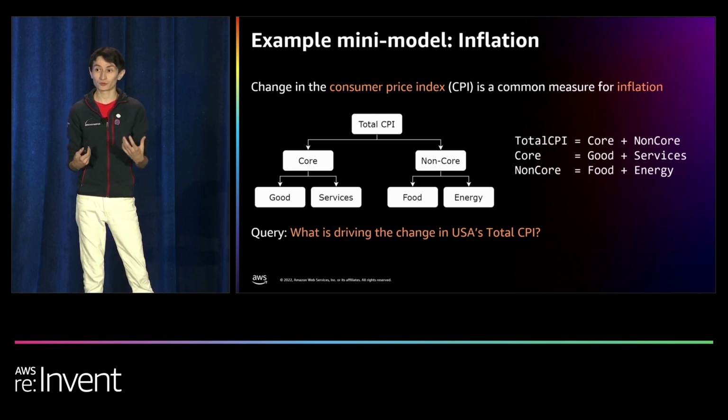We also look at it through time. The CPI today is not what it was a month ago. So it's a pretty large model that we're actually running through this. And people need to be able to ask questions like, what is driving the change in USA's total CPI? We have a system that'll answer that question for them. We call it provenance.